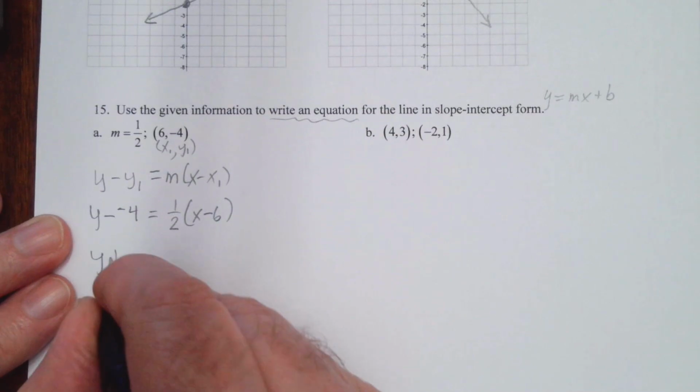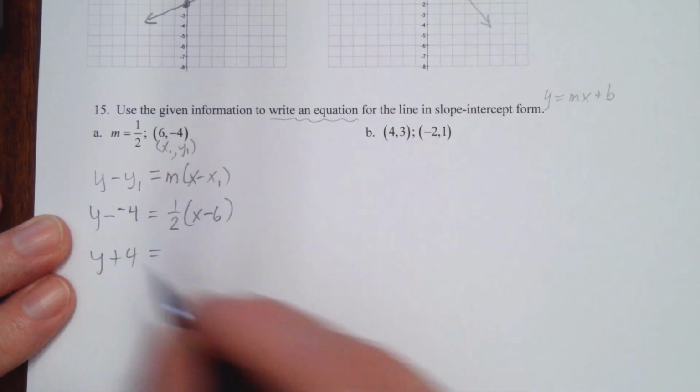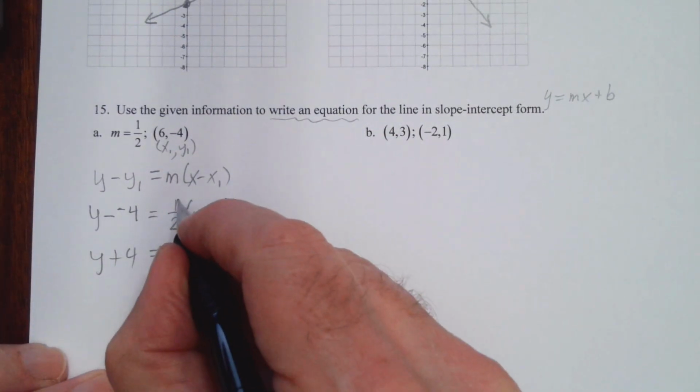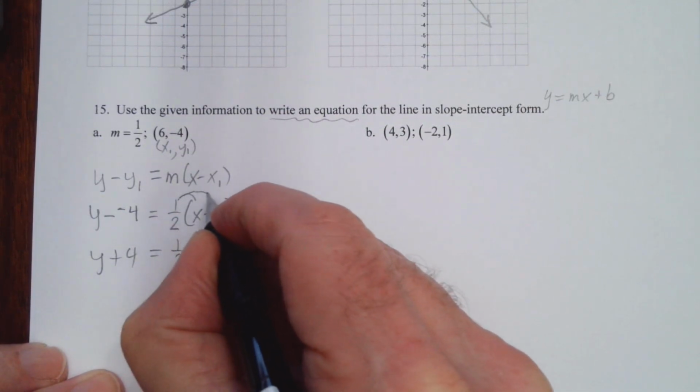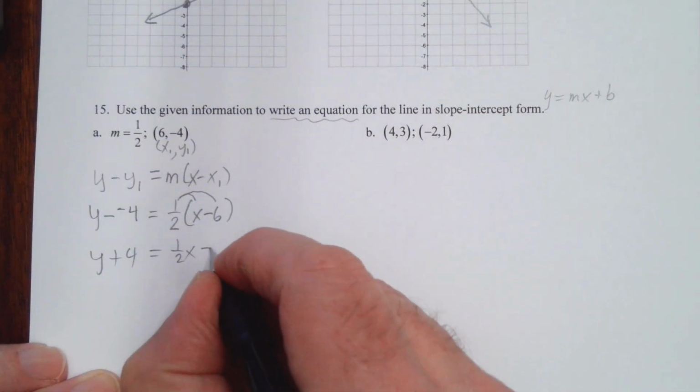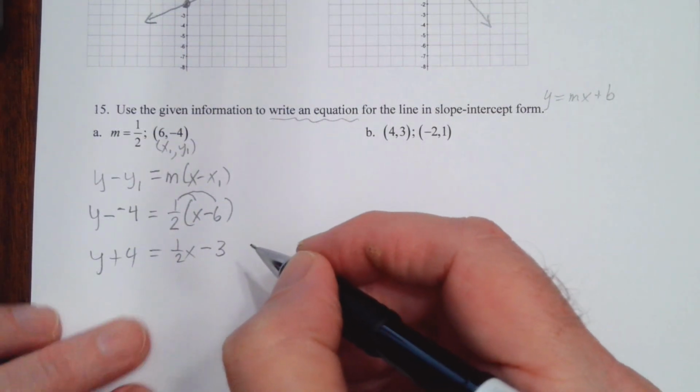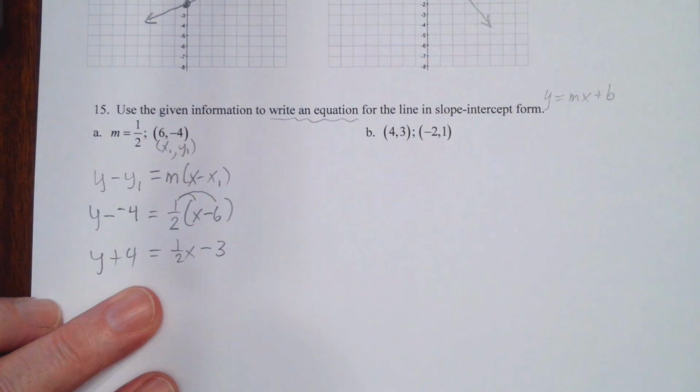So this is y plus 4. We want to add the opposite. We're going to distribute here. 1/2 times x is 1/2 x. And 1/2 times a minus 6 is minus 3. You can use your calculator if you want.